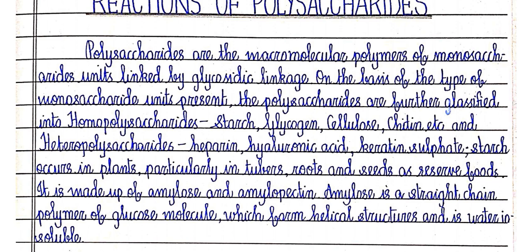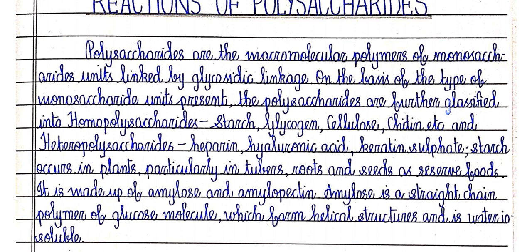On the basis of the type of monosaccharide unit present, the polysaccharides are further classified into homopolysaccharides (starch, glycogen, cellulose, chitin, etc.) and heteropolysaccharides (heparin, hyaluronic acid, keratan sulfate, etc.). In homopolysaccharides, the monomers are the same, but in heteropolysaccharides, the monomers are different. For example, heparin, hyaluronic acid, keratan sulfate, etc.